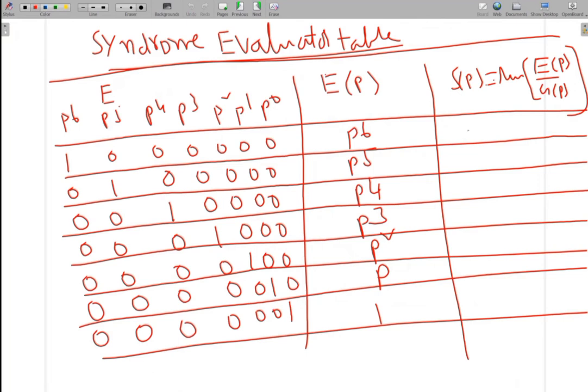This one is P square plus 1. Next, P power 5 by G of P, that remainder is, we follow the same procedure. That is P square plus P plus 1, and the third one is P square plus P. P power 4 by G of P is P square plus P plus 1.